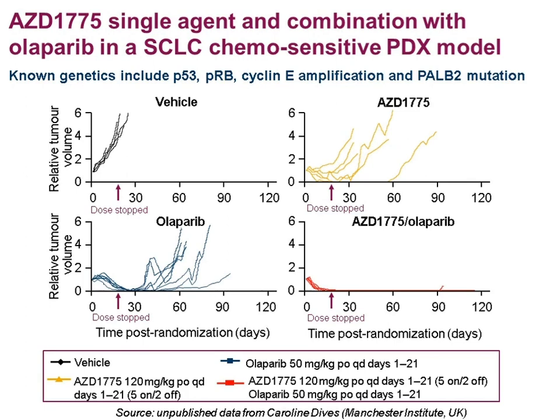And what we know about the genetics of this particular model is that it has the P53 and RB mutation, which most small cell lung cancers will have, but it also has cyclin E amplification and also a PALB2 mutation, PALB2 being a regulator of BRCA2. And what you can see is that this particular cancer is very sensitive not only to single agent 1775, but also to Olaparib. So tumors regress even after only 21 days of treatment. What you then find is that those cancers tend to grow back once the treatment has been stopped. But what you can see in the bottom right quadrant is the combination of the WEE1 inhibitor with Olaparib and the effect that that has.